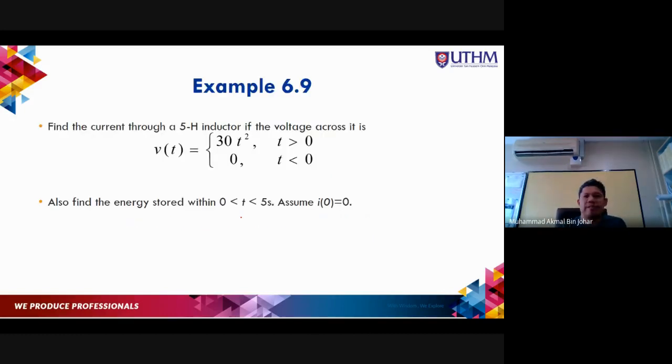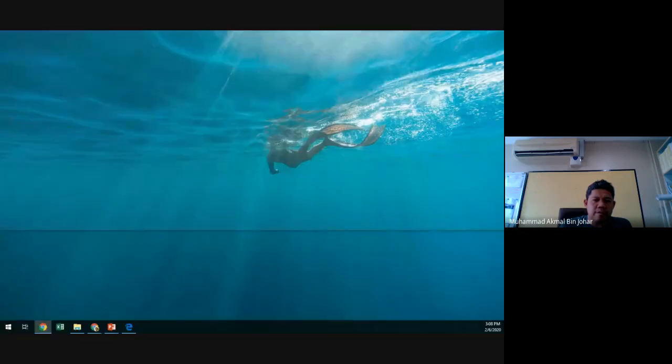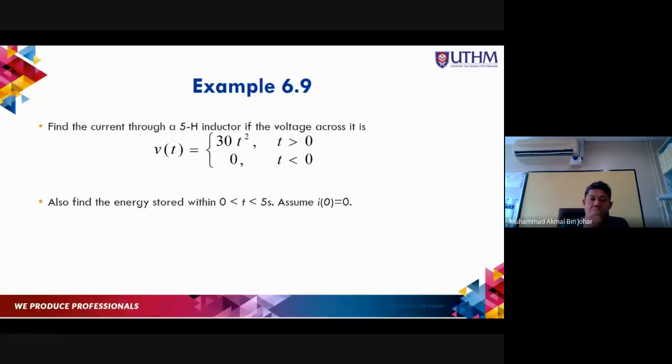So let's go through the first example on how to calculate or determine the inductor's behavior. Can you try first? Find the current through a 5 Henry inductor if the voltage across it is v(t) equal to 30 t squared when t is bigger than 0.